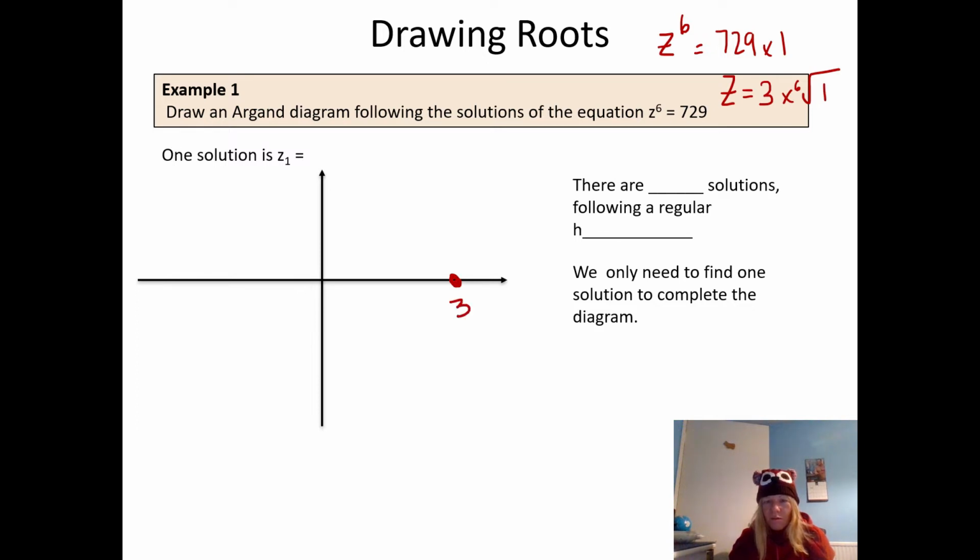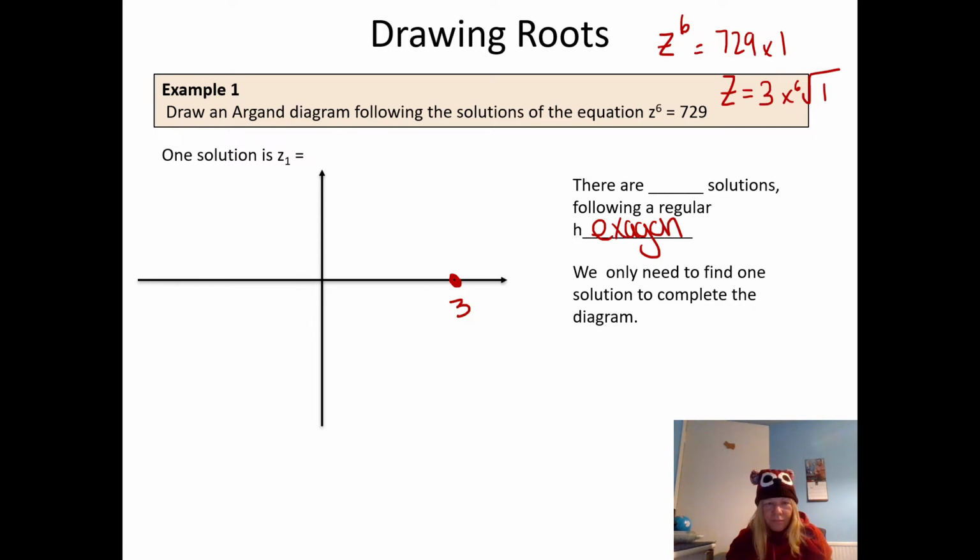And then they're going to go symmetrically round in a, don't want to give it away, begins with an H. Hexagon. So what's 360 divided by 6? Hopefully we know that one. 60, so you go round angles of 60.